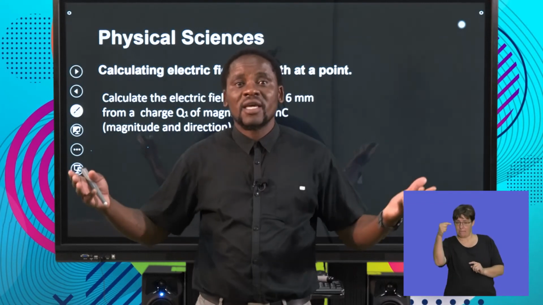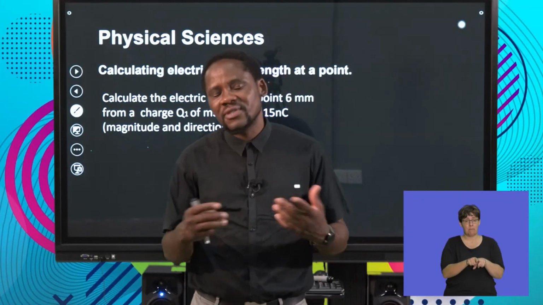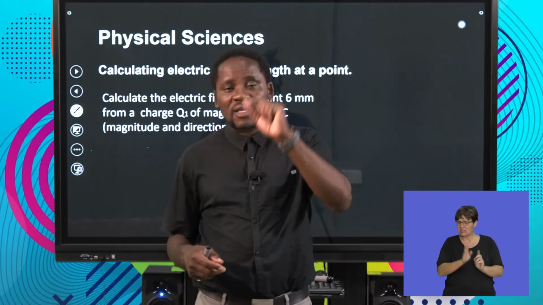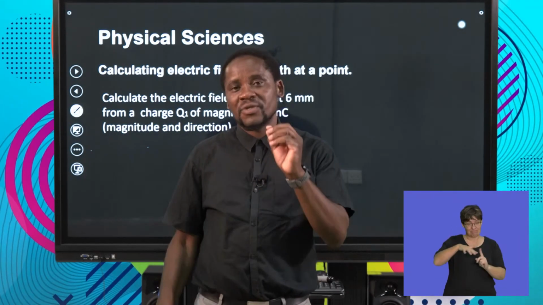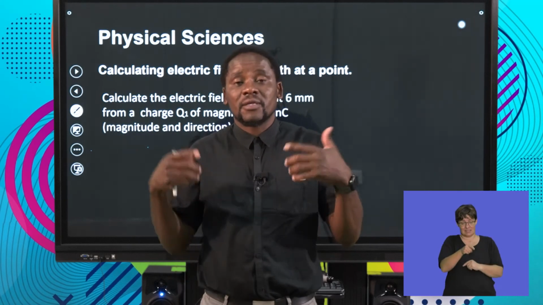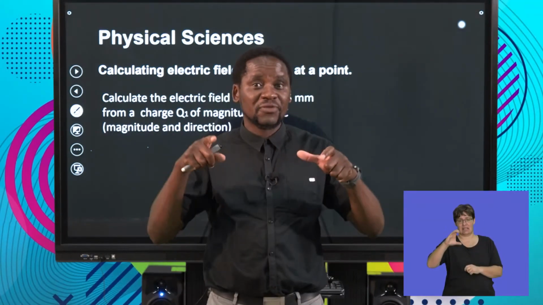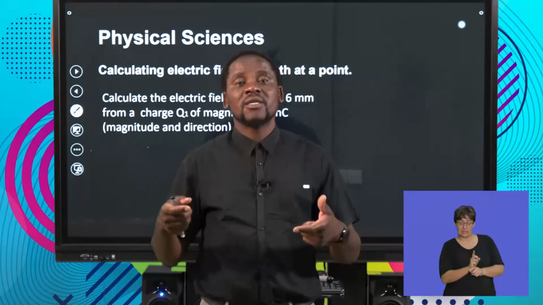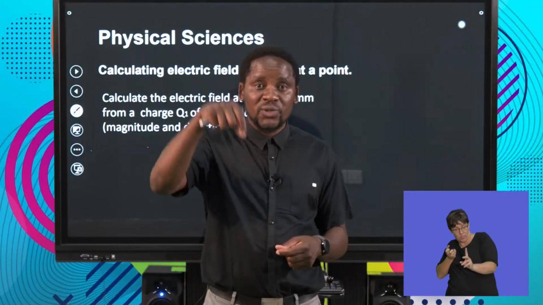And once again, how does direction come in as far as electric field at a point? We know that in an electric field, a region in space, if you subject a unit positive charge to that field, it will experience an electrostatic force. In terms of direction, it's the direction of the force experienced by that unit positive charge.